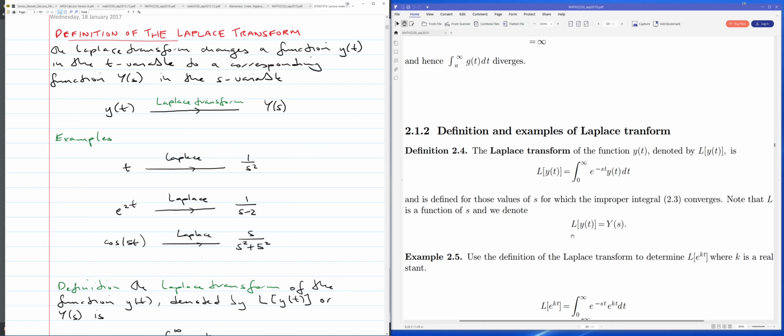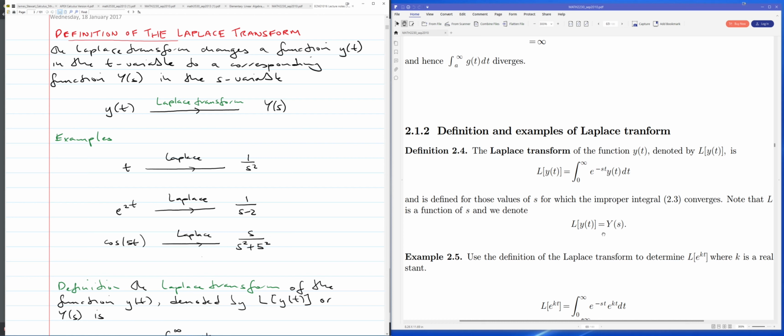So slightly shorter notation than Laplace of y of t is to write your Laplace of y of t as big Y of s. If your original function is small y of t, then to denote the Laplace transform you use the capital letter, so big Y of s. This is an alternative notation for Laplace of y of t.